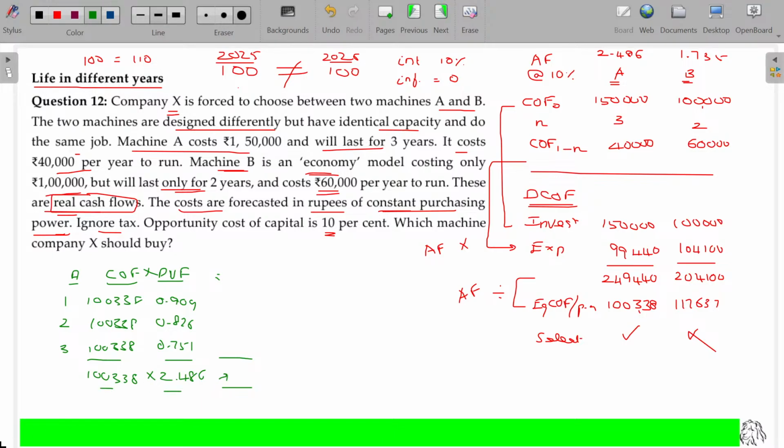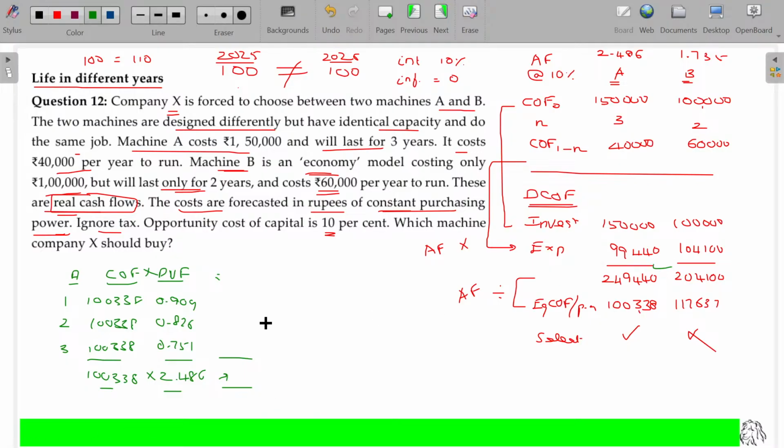So only we are converting the NPV into equivalent cash outflow per year by dividing by annuity factor, not fully by 3. 3 is different and annuity factor is different. Unless you receive that 1 lakh every year for 3 years, you don't get this much money. 2,49,440 is equivalent to 1,338 per year for 3 years.